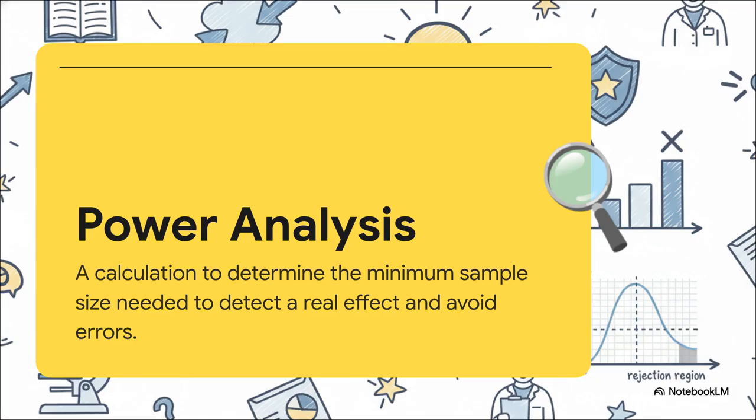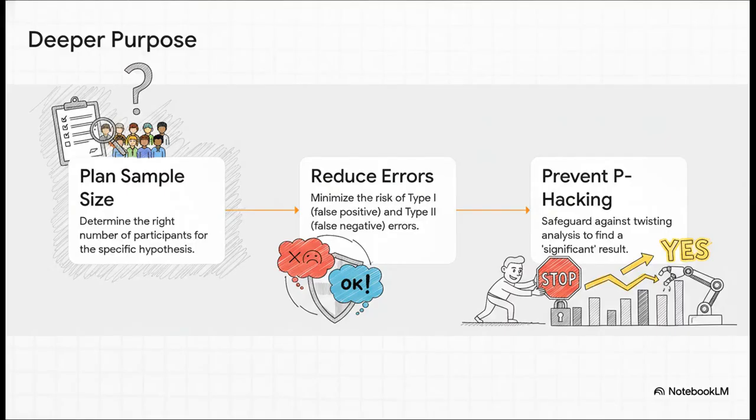Its whole goal is to figure out the absolute minimum number of participants you need to have a fair shot at actually detecting an effect, assuming one really exists. It's all about being efficient and not wasting everyone's time and money. But honestly, its purpose goes even deeper than that. For one, a good power analysis helps you plan the perfect sample size for your specific question.